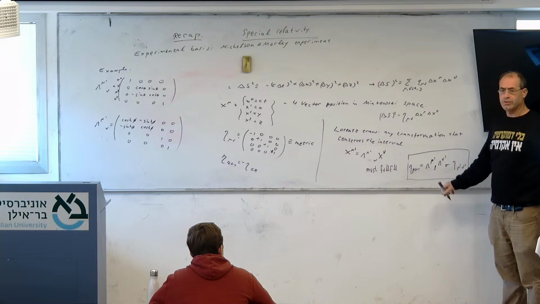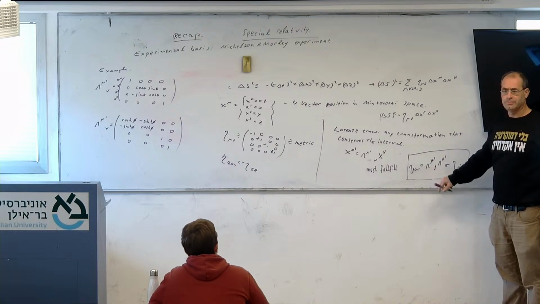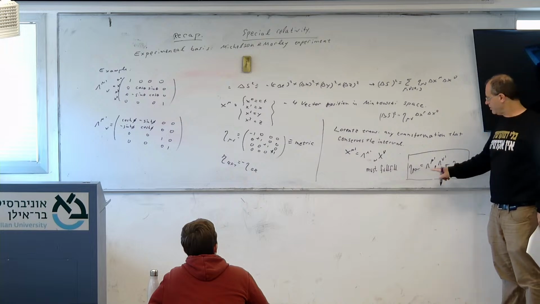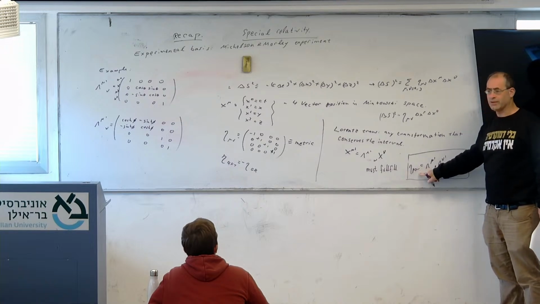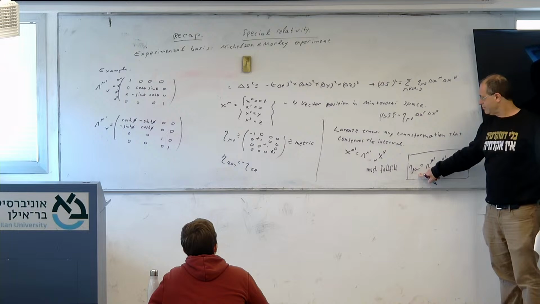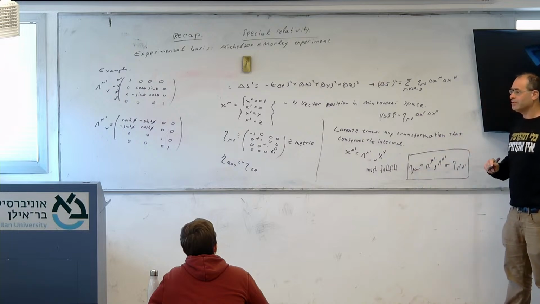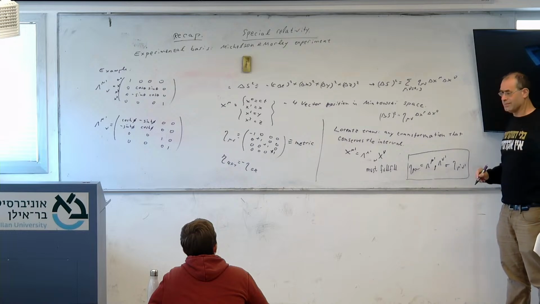How many equations are written here? 256. How many equations? 16. 16 equations, because we have equations for each row and sigma. Right? 4 times 4. And how many components are there in each equation? 16. So there are total 256 components.